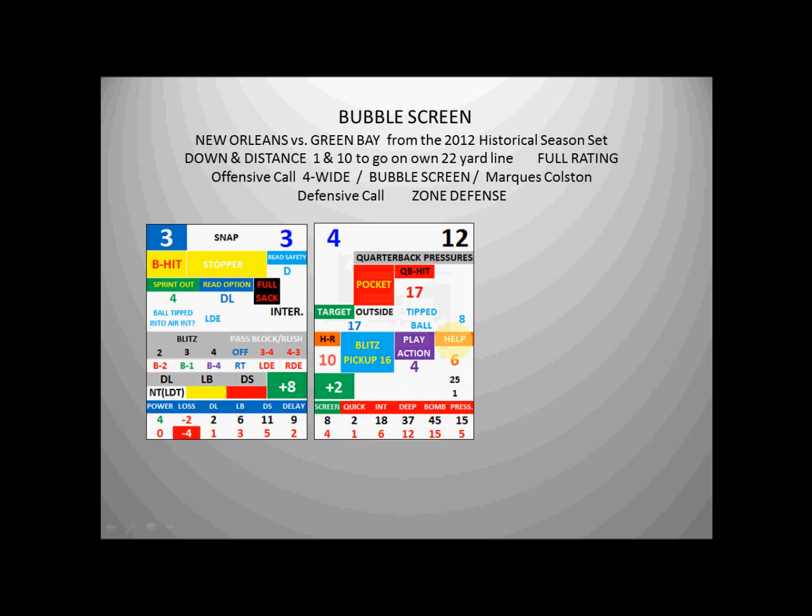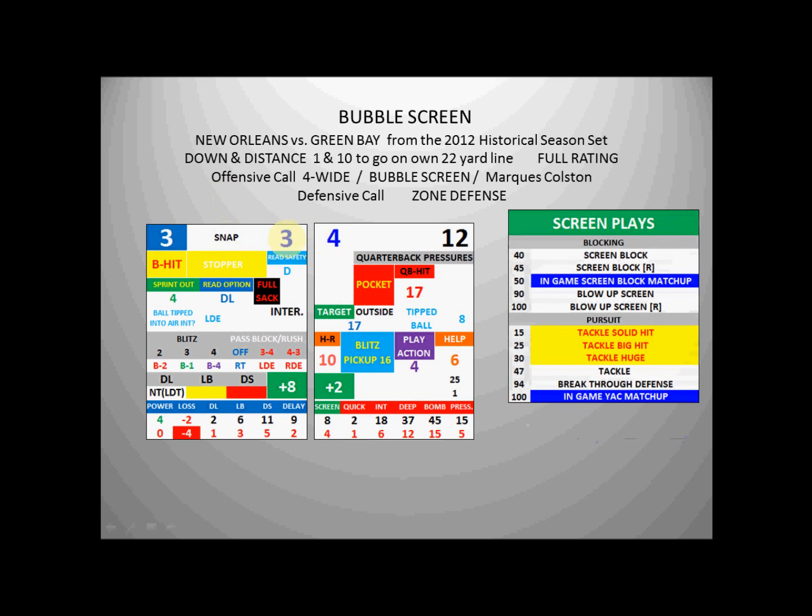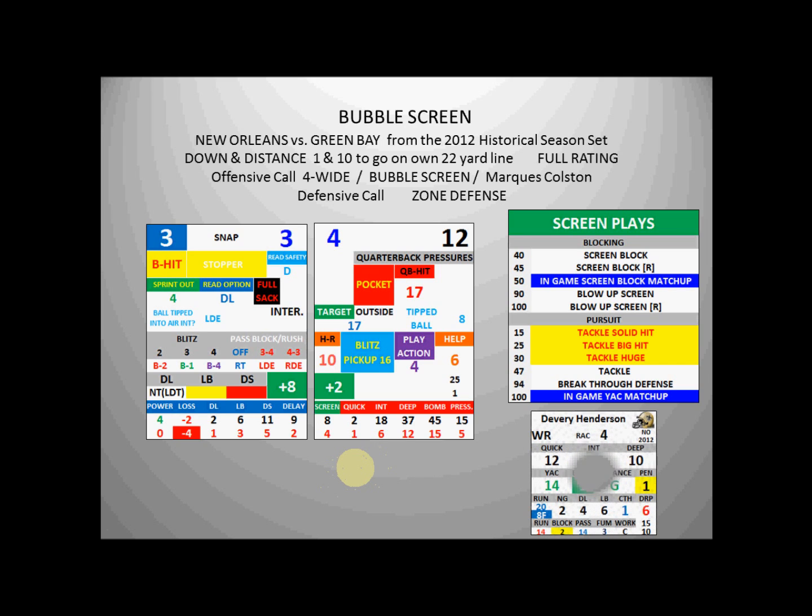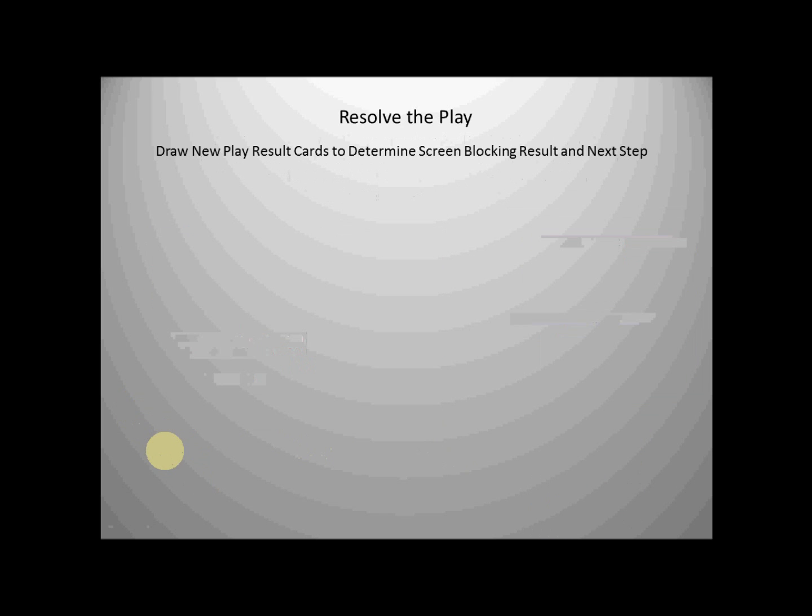So let's resolve it. We flip the PRCs and see that it's just a snap. Nothing happens at the snap of the play. We take these two numbers here, 34, and it calls for someone to provide screen blocking. Well, in the instructions, that tells you who that is on a bubble screen. And it's going to be the tandem receiver, because the bubble screen calls for the outside receiver to bubble inside of the inside receiver and catch the pass. So that tandem receiver is Devery Henderson. He's going to be called on to provide the screen blocking out on the perimeter so that Drew Brees can find Marcus Colston and they can do one of those screenplays that the Saints are famous for.